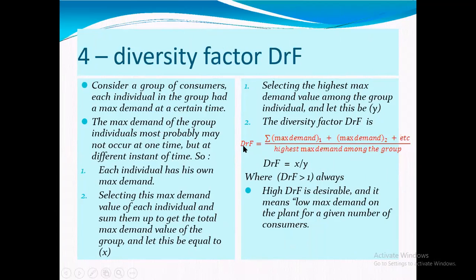Okay, diversity factor, that is DF. The sum of the multiple maximum demands, all placed in the numerator, divided by the highest maximum demand among the group. These are the groups, and in them we extract the maximum demand, particularly at 11 a.m. or 6 p.m. or 5 p.m. Particular kinds of demands can be found at this level, and the highest maximum demand of the group is placed in the denominator, and dividing by it we get the diversity factor.